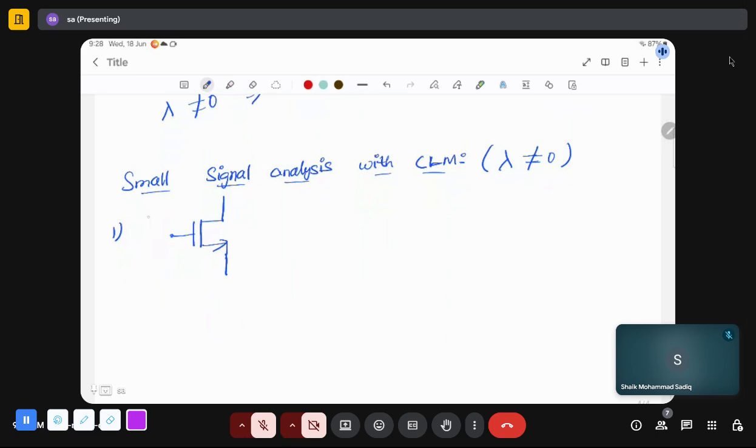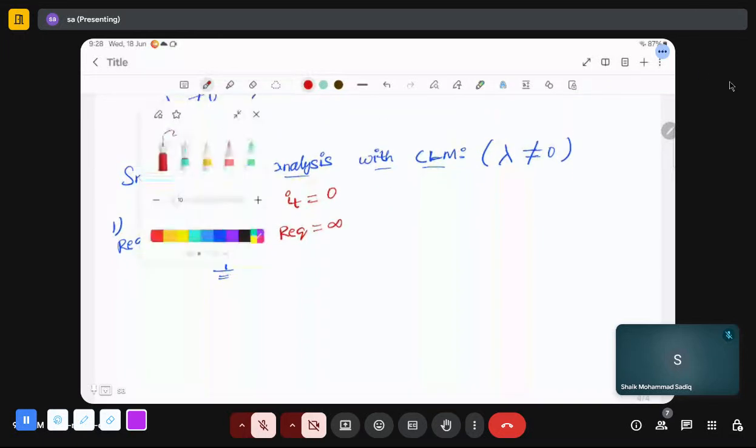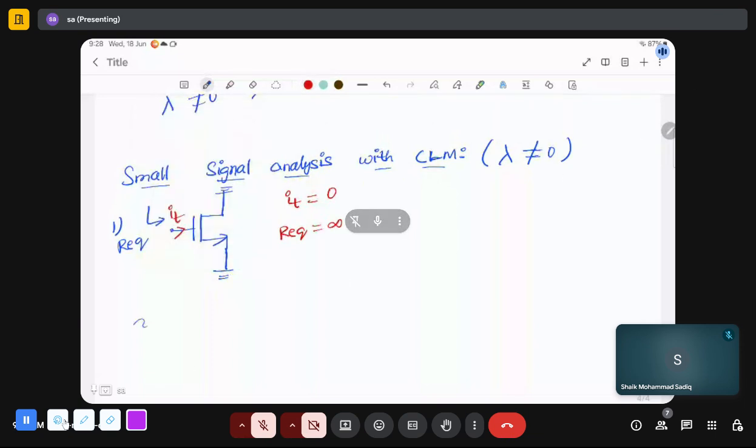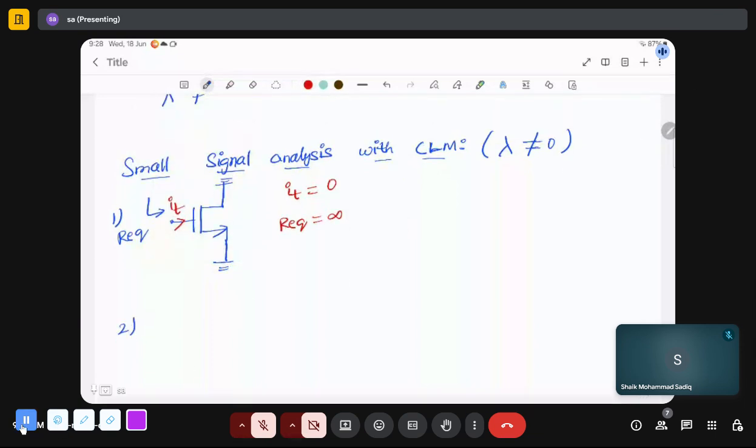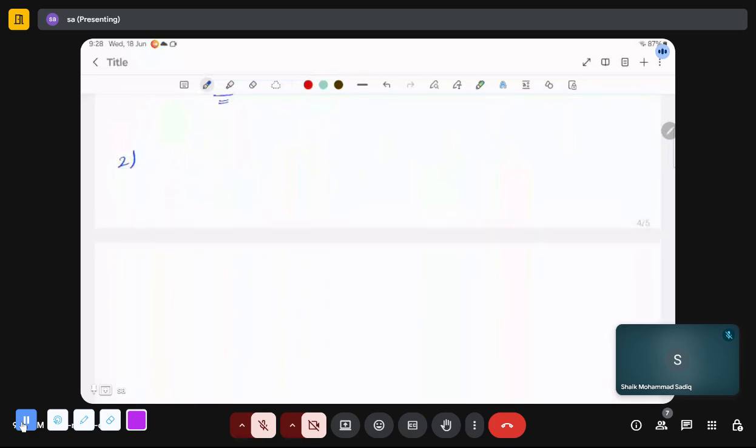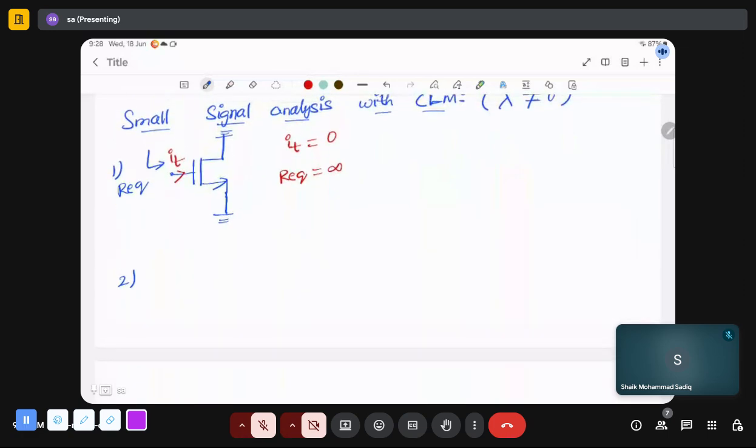What is R equivalent here in the circuit? Infinity. Will there be any current flowing? Similar to the previous problem, since IT is 0, R equivalent will be infinity. See, if I am going fast, you can tell me at which point you are not getting it.